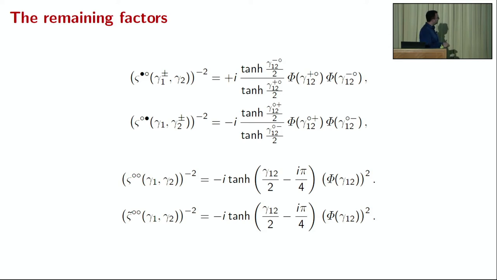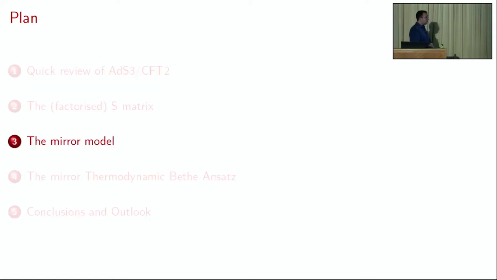For these massless guys, by the way, notice that the phase is not exactly the sine Gordon one. There is this little thing which had to do with this i that I told you. You have to be a little bit careful here to impose that the phase is zero where it needs to be zero, and then you see that you need to put such a factor. What do we do with this? Well, we can start thinking about the mirror model and then the mirror TBA.